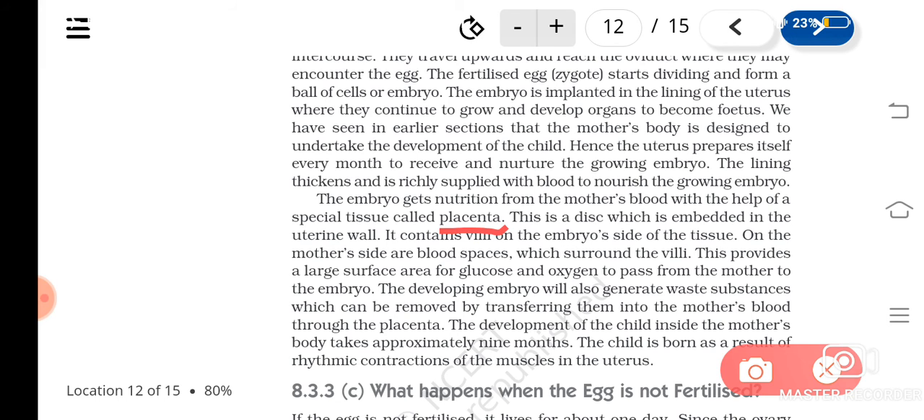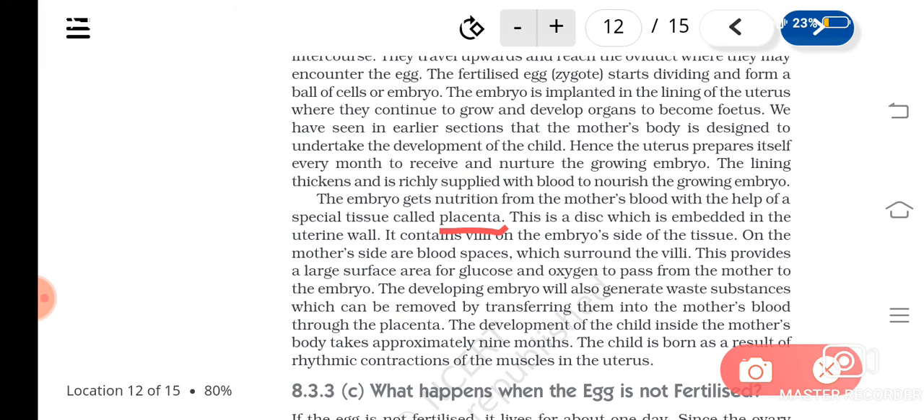The villi, finger like projections called villi, and these will be placed in the mother's side of blood spaces. So what you have to understand is, from the baby side some finger like projections are there, that are placed in the mother's side of placenta, which consists of blood spaces. So what happens, easily the exchange of materials takes place, isn't it? So villi increase the surface area for glucose and oxygen exchange.